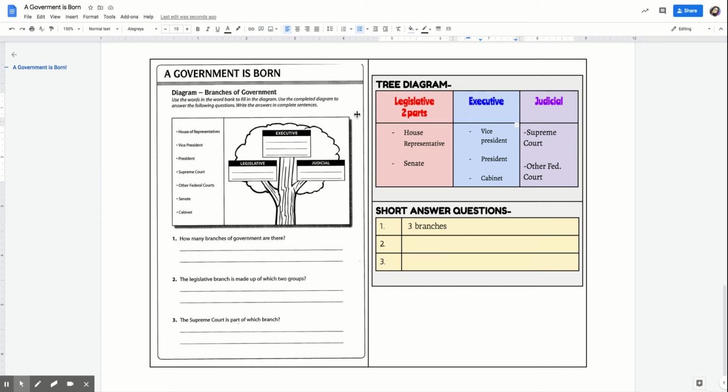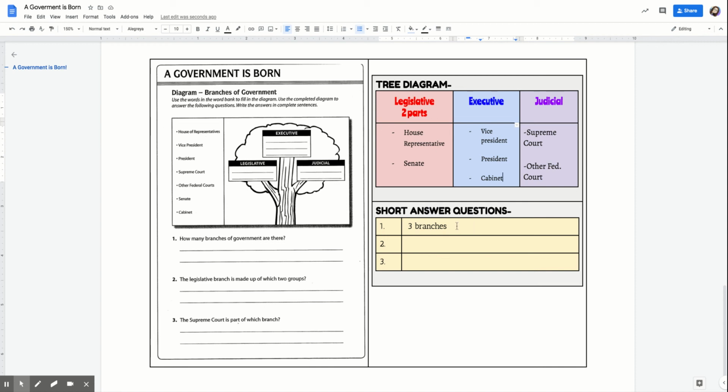So there we have it. Legislative branch has 2 parts, House of Representatives and the Senate. The executive branch has the vice president, president, and his or her cabinet. And then the judicial branch has the Supreme Court, which has the 9 judges, or they're called justices, in it, and other federal court.